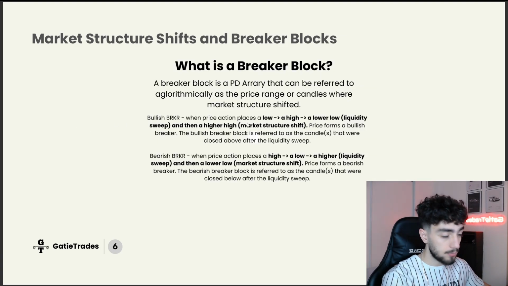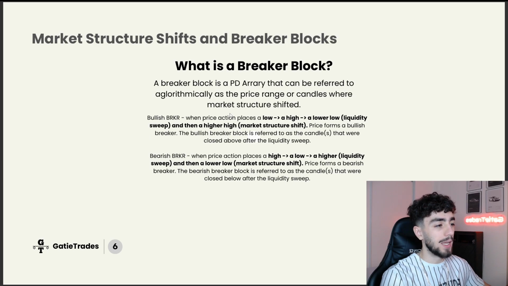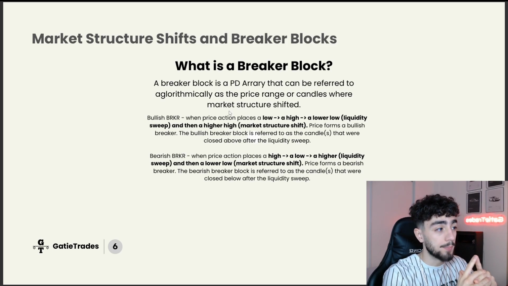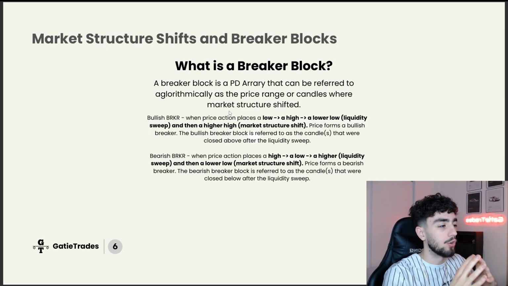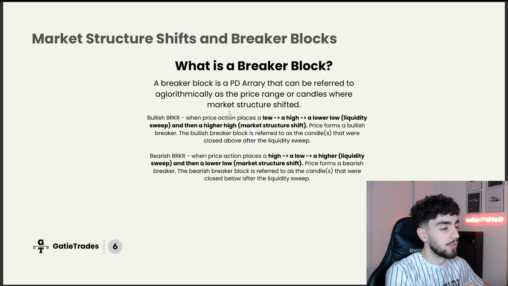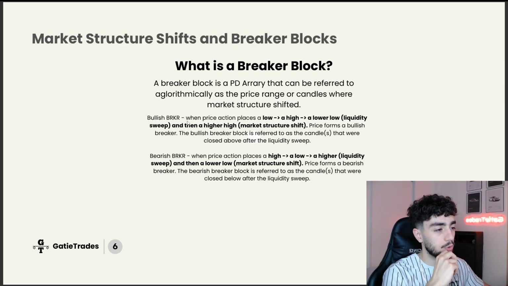So let's talk about breaker block. So a breaker block is a PD array, which you should know if you were watching the last couple of videos. It is a PD array that can be referred to algorithmically as the price range or candles where market structure shifted. So a breaker block refers back to the candles or the price range given inside those candles that allowed or were placed for the market structure shift. So that may sound complicated, but it'll get more simple.